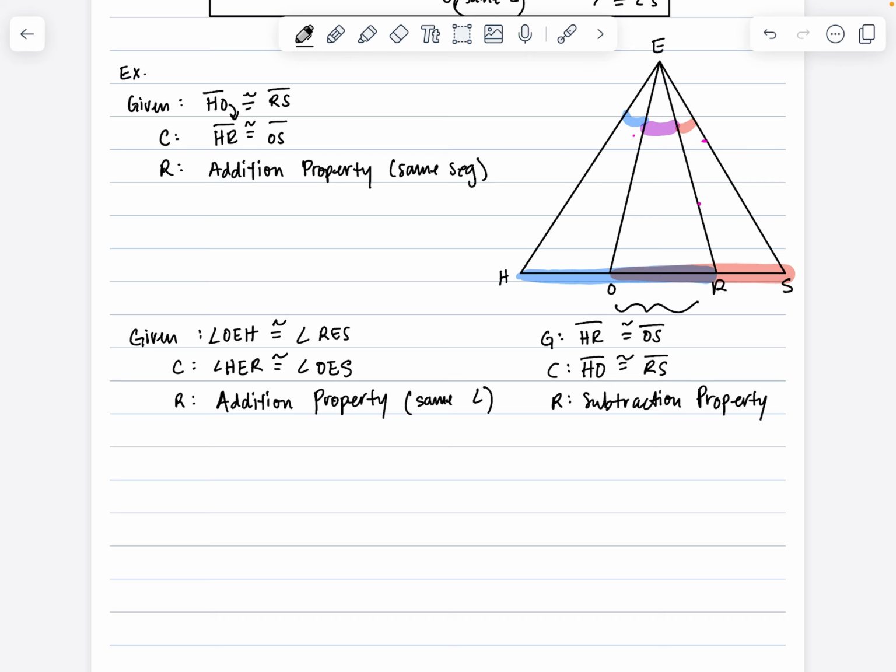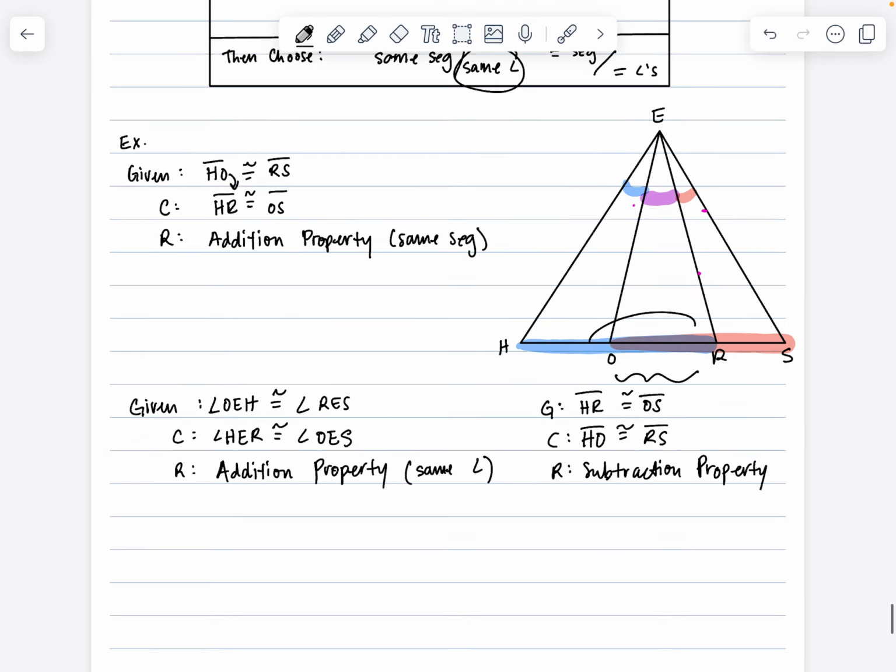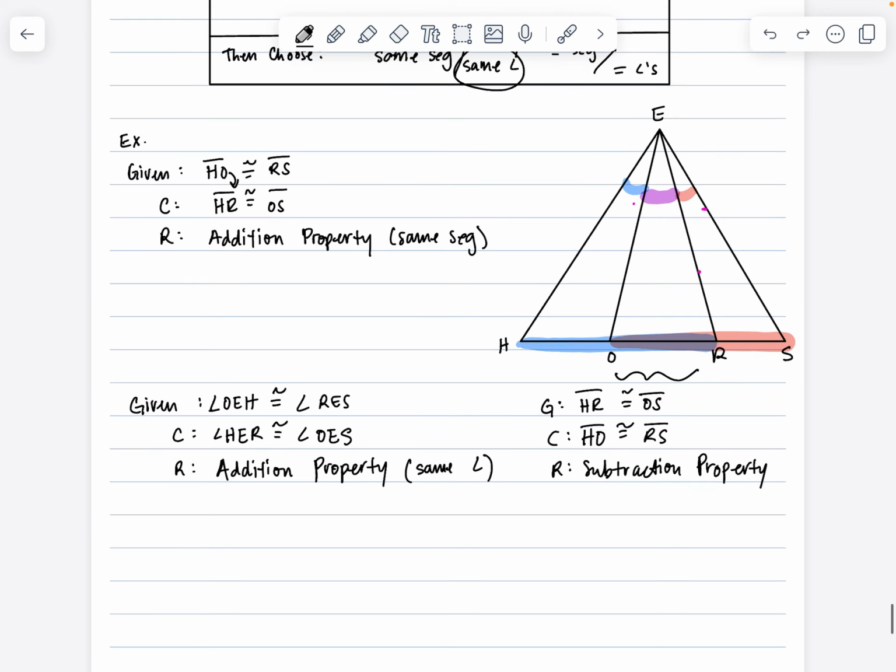And what are we adding or subtracting? Or what are we subtracting? We are subtracting segments, because OR is a segment. That's the piece that's getting cut out. So we're saying we are cutting out the same segment. Okay? We'll talk about congruent segments. Actually, we'll talk about it right now. Subtraction property for the same segment.